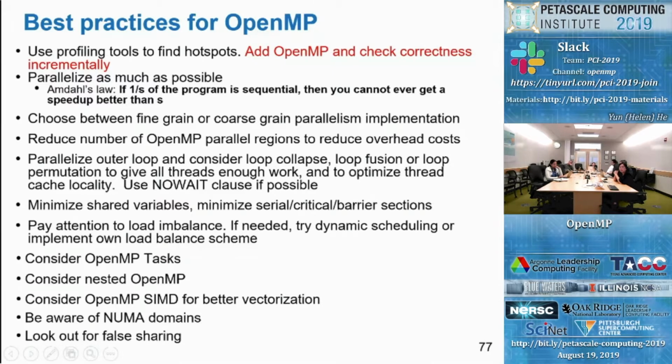Use SIMD for vectorization, and look out for false sharing. Beware of NUMA domains. Don't use more threads than you have on a NUMA domain if it's pure OpenMP. But then you have to make sure you do the correct initialization. I think this is all I have for the first part.